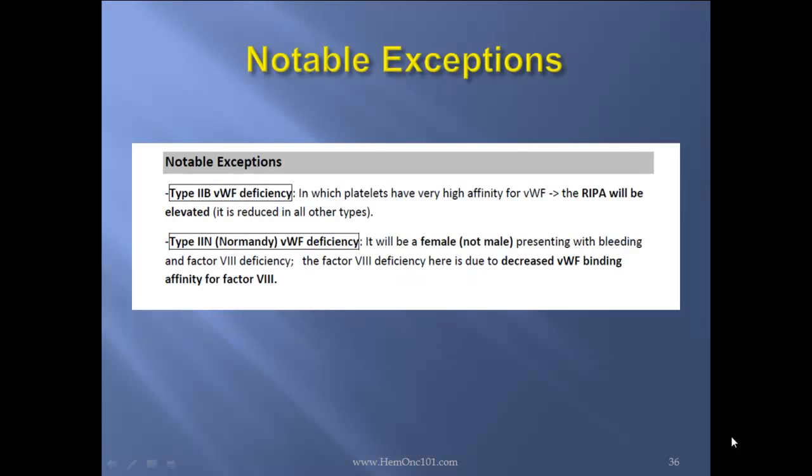Notable exceptions in type 2B, the platelets have very high affinity for von Willebrand factor, so their RIPA will be elevated and the patient will be slightly thrombocytopenic. In type 2N, it'll be a female, not a male, presenting with bleeding and factor VIII deficiency. The factor VIII deficiency here is due to decreased von Willebrand factor binding affinity for factor VIII.